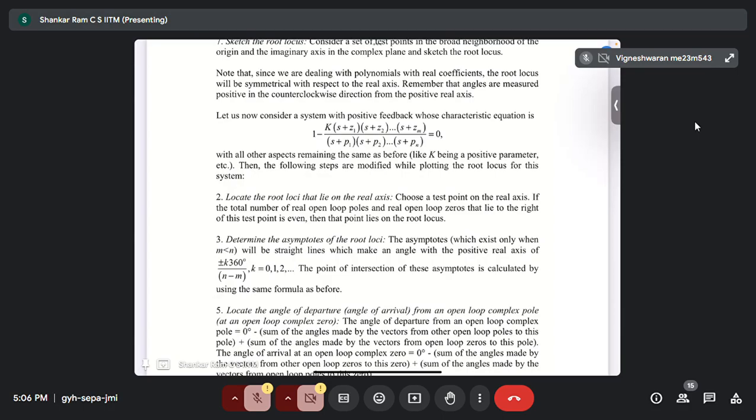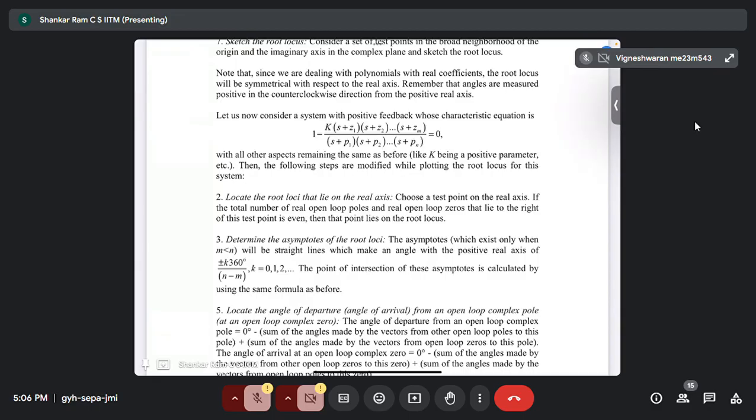Now with positive feedback, the closed loop characteristic equation is 1 minus k times (s plus z1) all the way till (s plus zn) divided by (s plus p1) all the way to (s plus pn) equals 0. So first step remains the same, but the second step, that condition odd becomes even. Okay, so even includes 0. So if the number of real open loop poles and real open loop zeros to the right of a test point is 0, 2, 4, 6, 8 and so on, that test point, that region lies on the root locus.